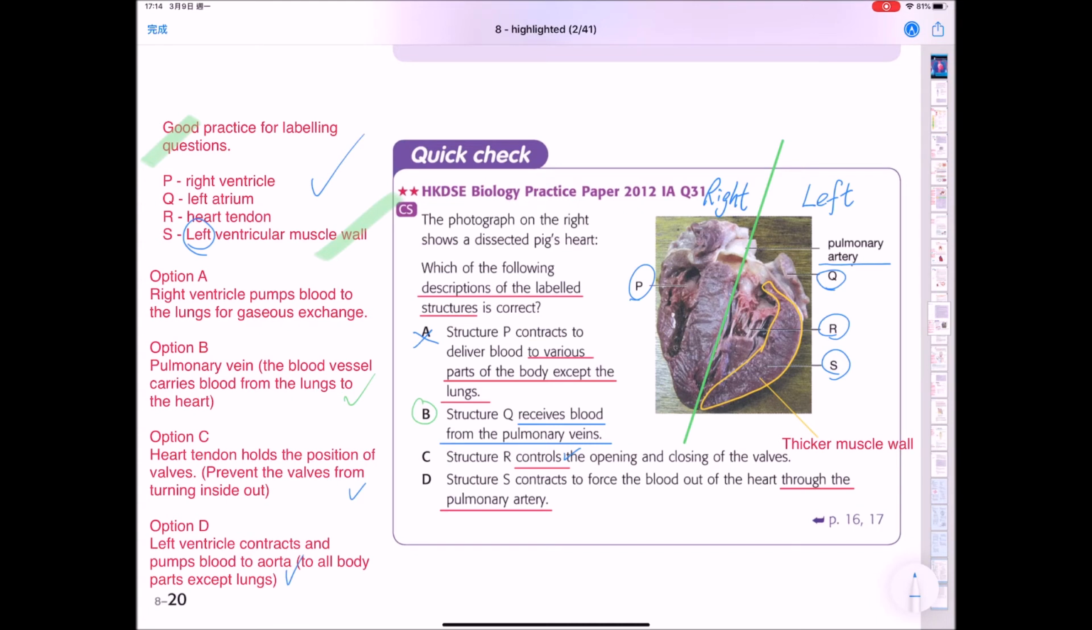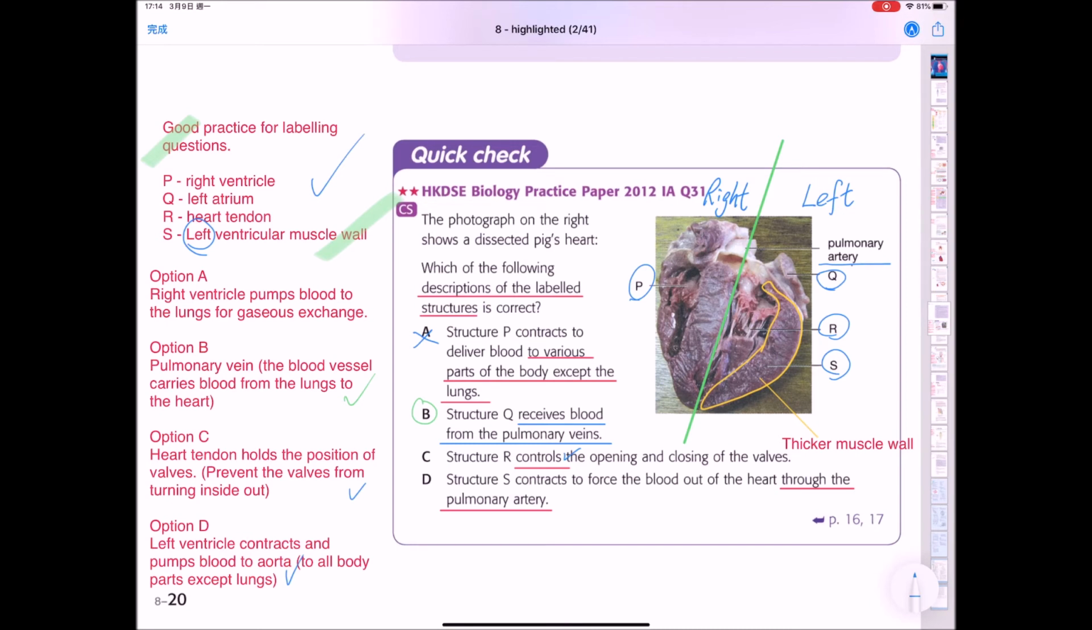So in this question, the first very important step is to label the structures and also to recognize which part is the left hand side of our heart first. So that's the skill for doing the MC questions on the heart.